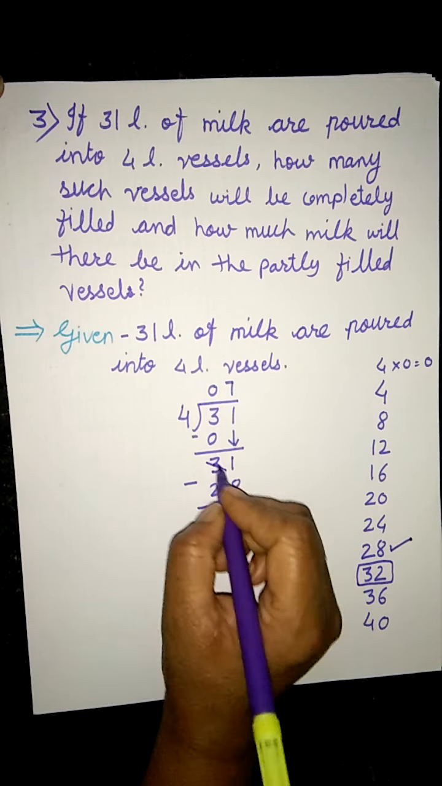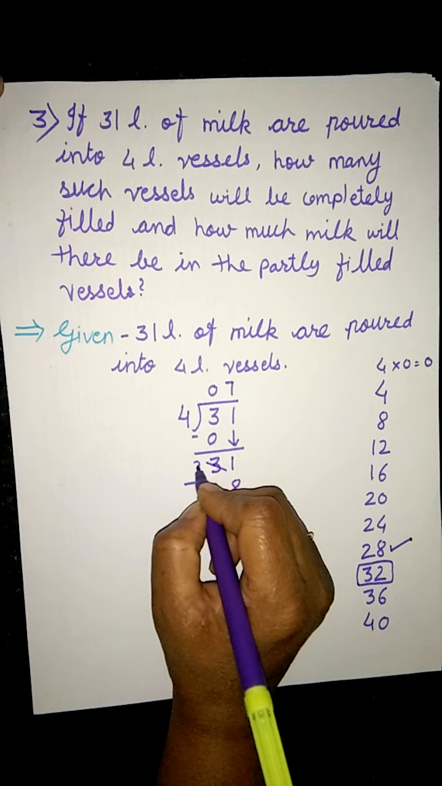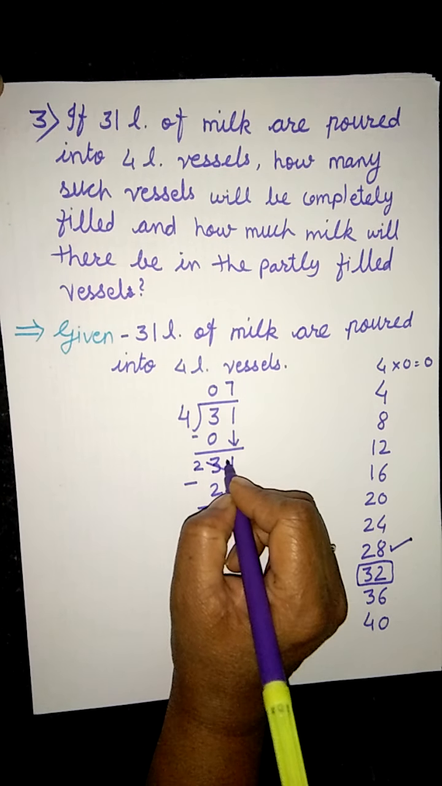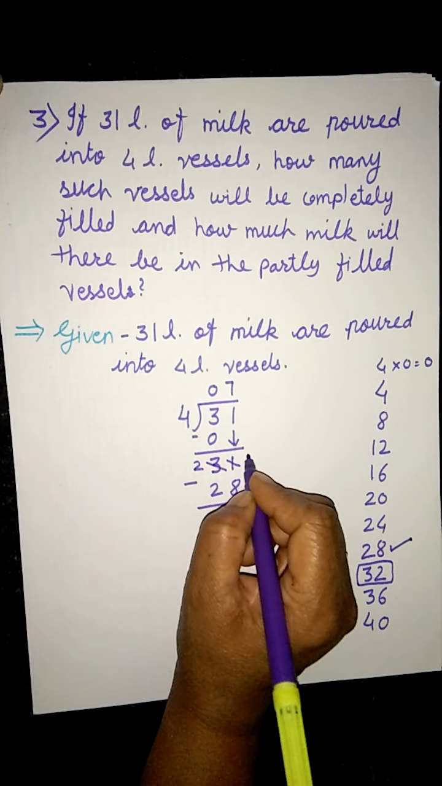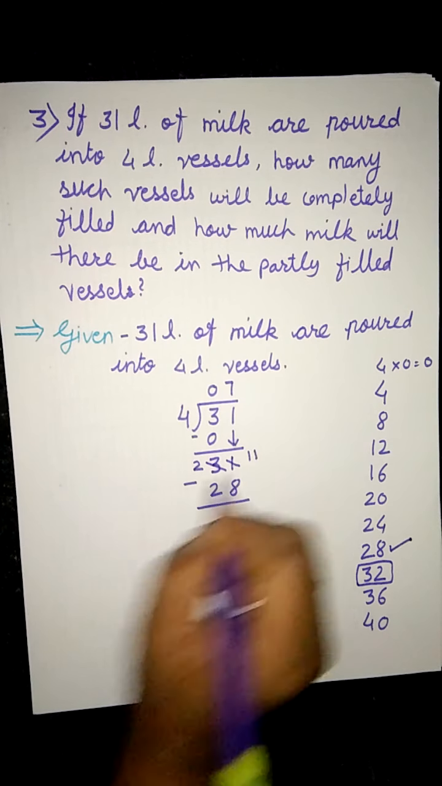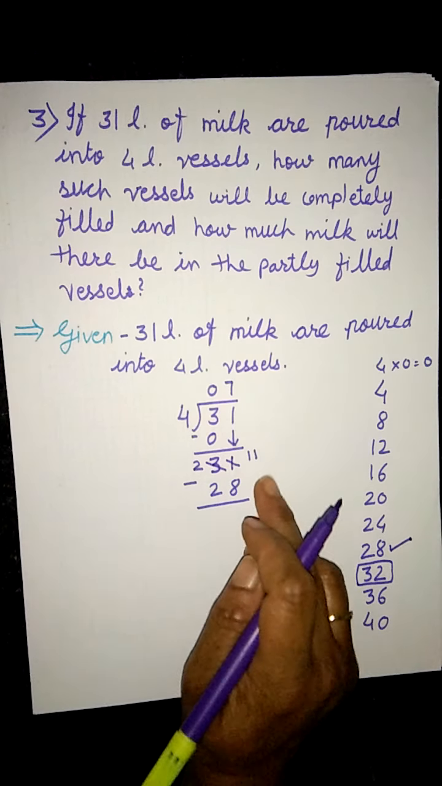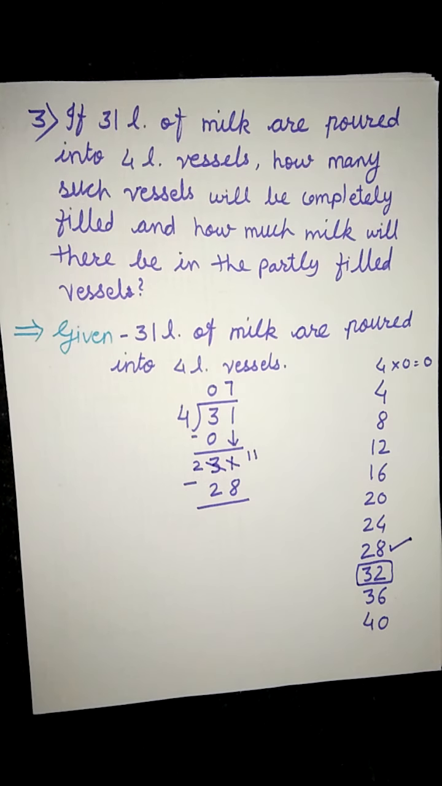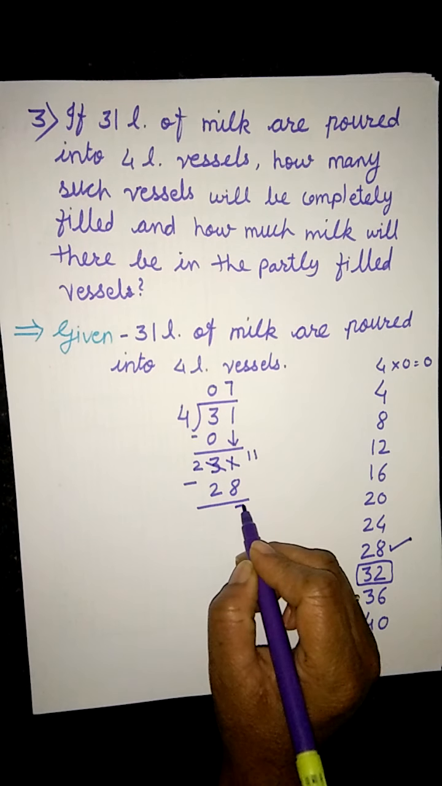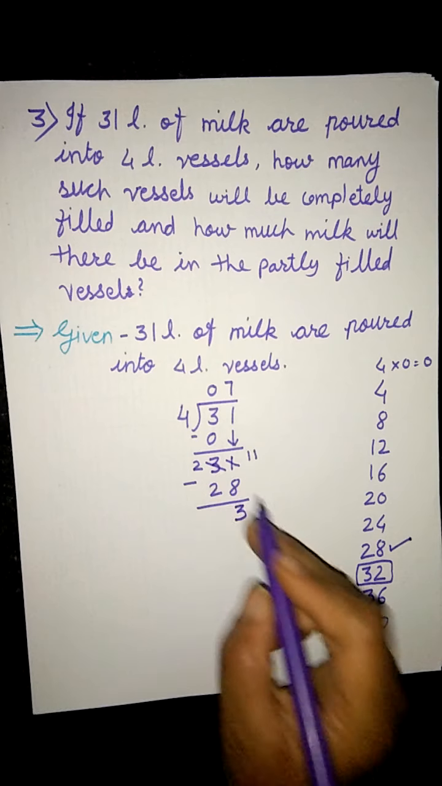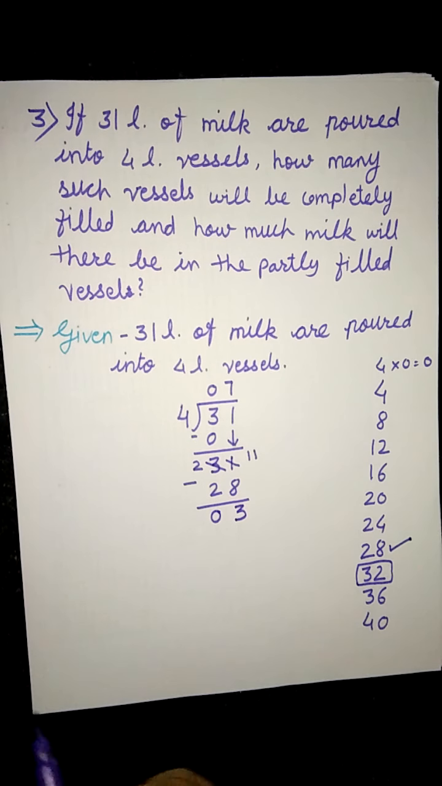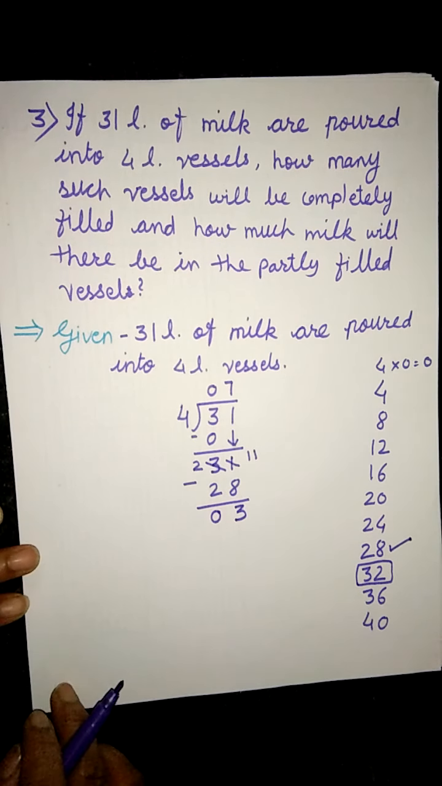Now 1 minus 8 is not possible. So, I will carry tens in unit, means 10 plus 1, 11. Okay. Now 11 minus 8. 9, 10, 11. How many answer? 3. And 2 minus 2, 0. What is our answer?